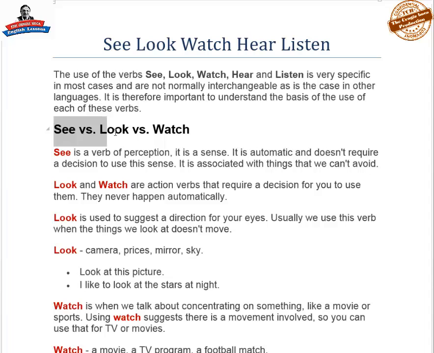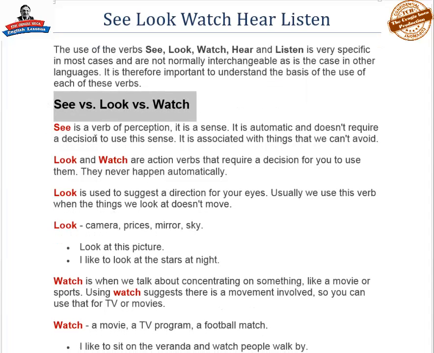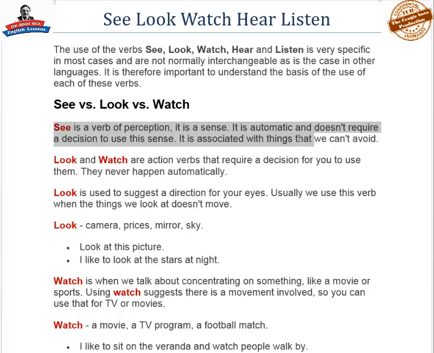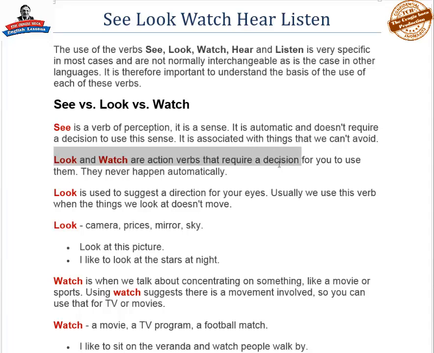See versus look versus watch. See is a verb of perception. It is a sense. It is automatic and does not require a decision to use this sense. It is associated with things that we cannot avoid. You see with your eyes, but you don't choose. It happens automatically. Look and watch are action verbs that require a decision for you to use them.